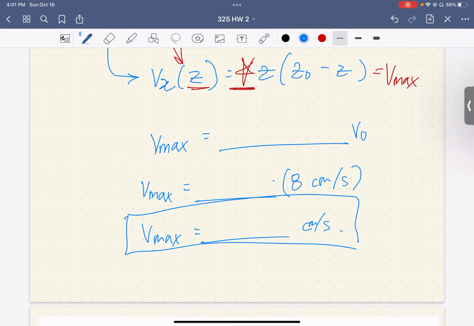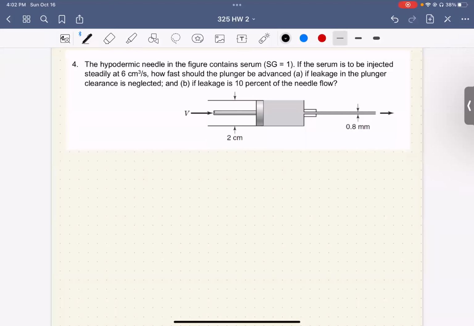Great, let's move on to the last question. All right, we made it to question 4. So we have a hypodermic needle containing a serum, and if the serum is to be injected steadily at 6 centimeters cubed per second, how fast should the plunger be advanced? And we have 2 scenarios here. First, leakage is neglected. What is leakage? Well, leakage is simply any mass change due to the wall. And then we have a second scenario if leakage is 10% of the needle flow. So we need 2 different answers.